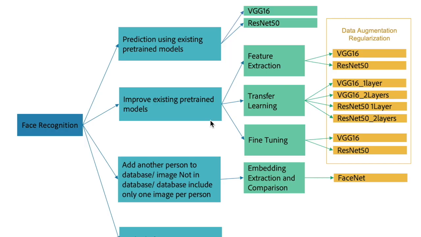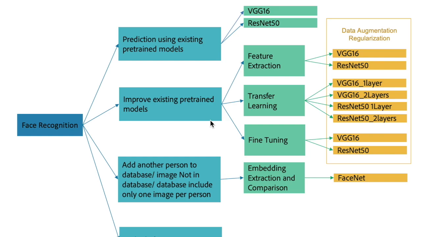In this project, first I use two pre-trained models with VGG16 and ResNet50 architectures. Then I try to improve these models using feature extraction, transfer learning, and fine-tuning. In this step, I'm creating 8 new models and I compare their training and validation accuracy and loss.